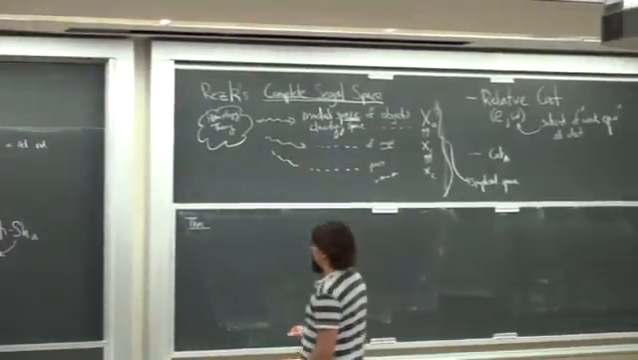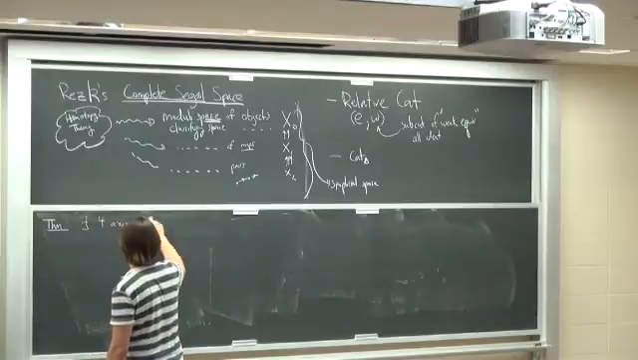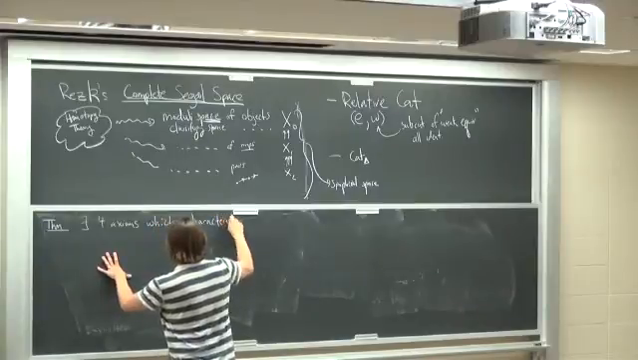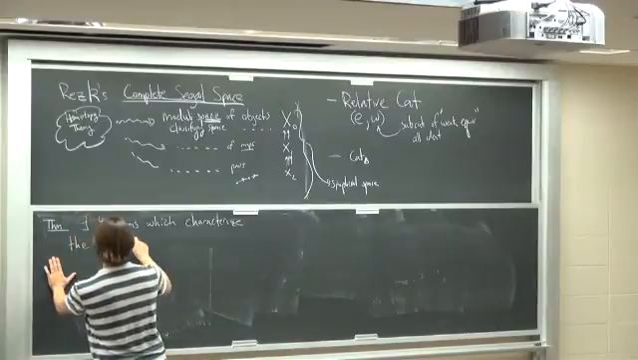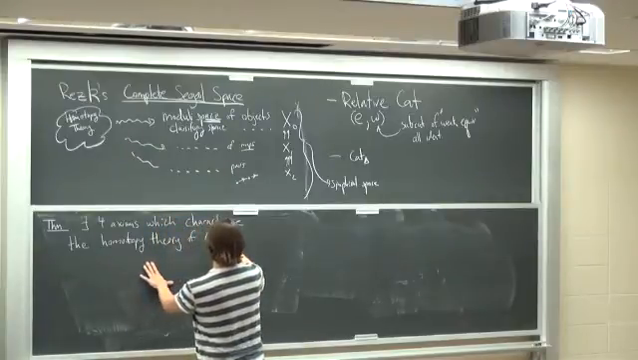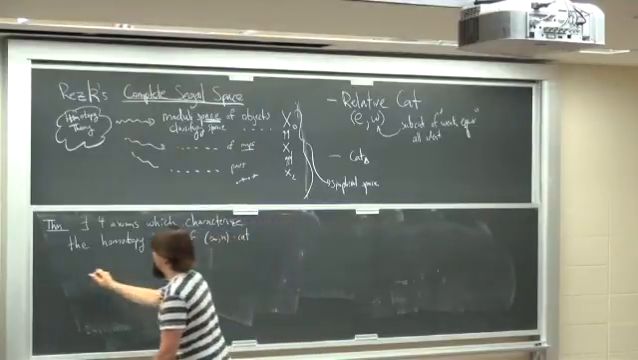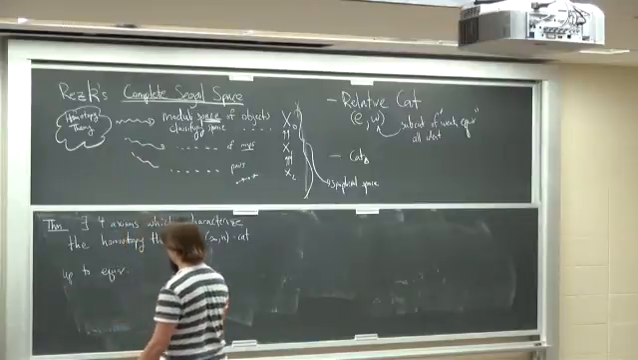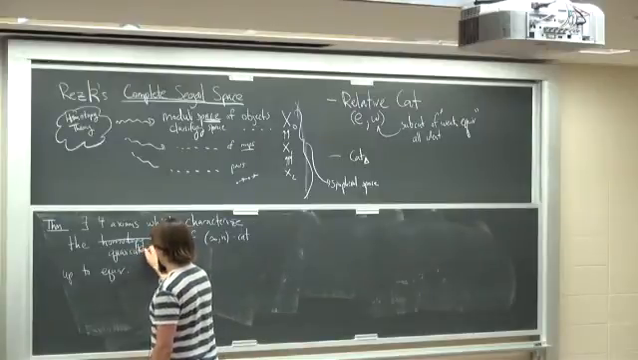Okay, so this is the theorem: there exist four axioms which characterize the homotopy theory, I'll explain what I mean, up to equivalence. And so let's make this definite. Let's say the quasi-category. Let's use the quasi-category model structure.